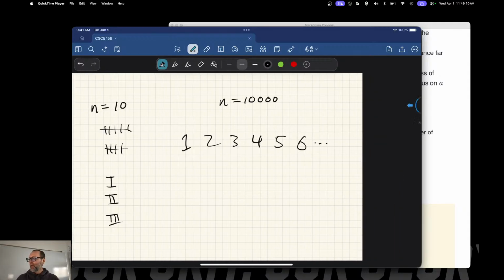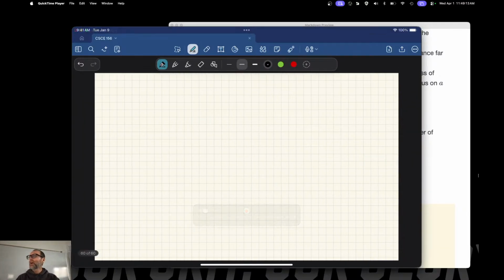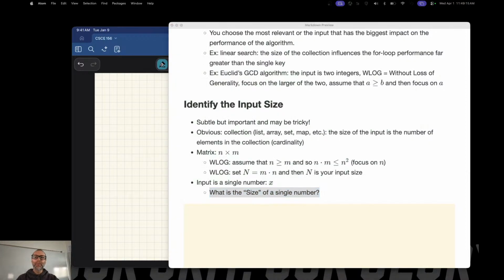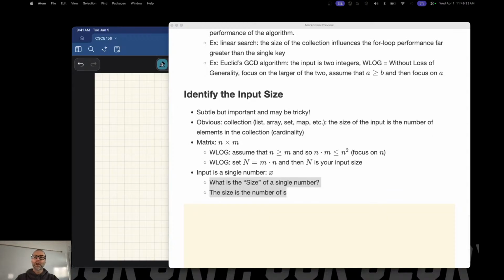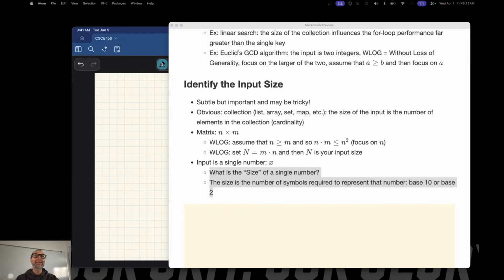Right. So in other words, the size of a number is not the number itself. The size is the number of symbols required to represent that number. Right? In other words, base 10 numbers or base 2 numbers, right? Or base 16, right? That's the real size there. So how can I mathematically quantify that?